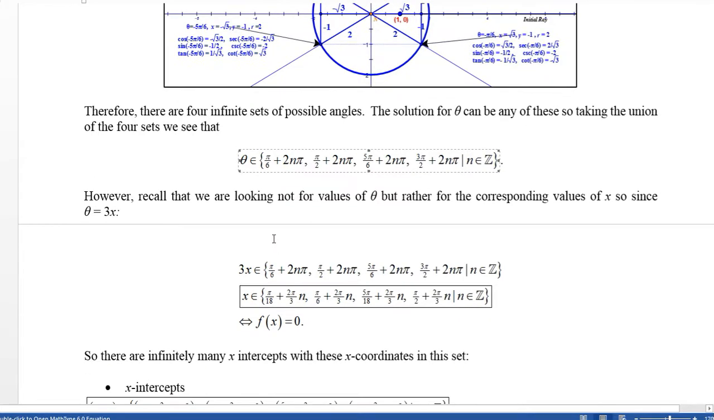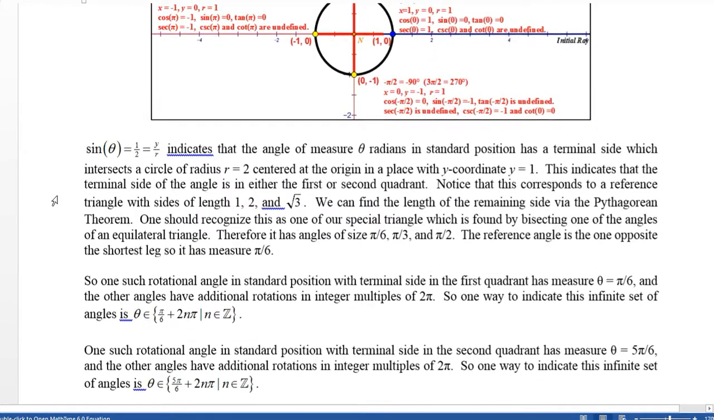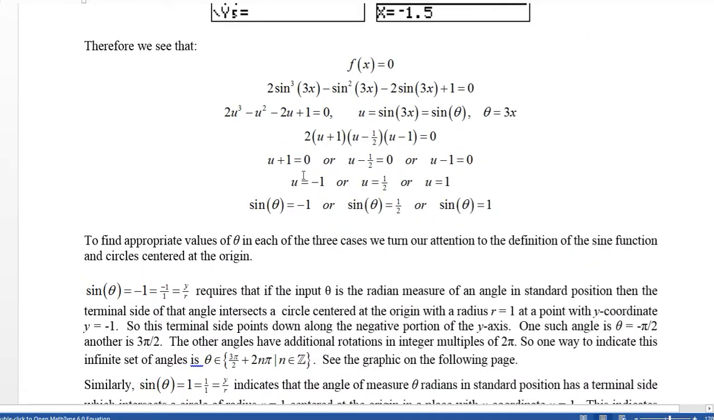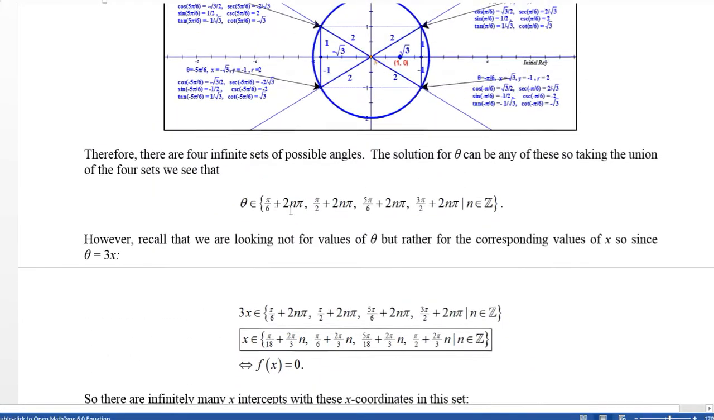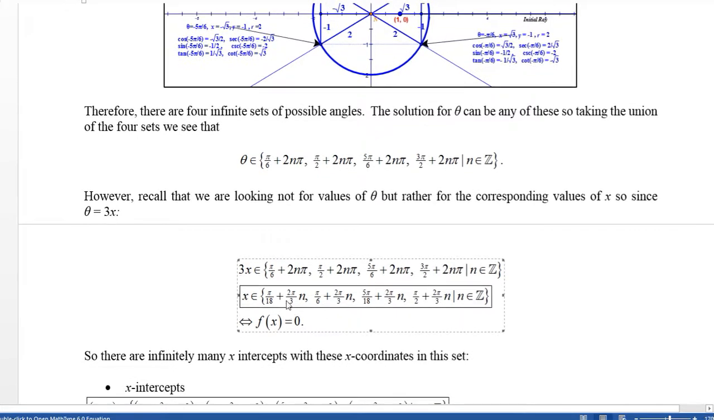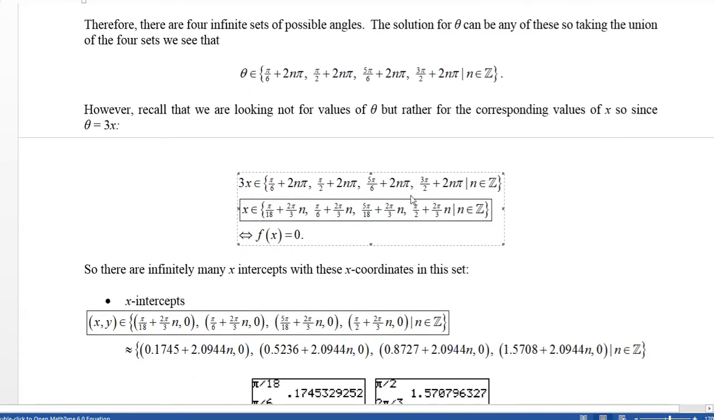Now, this is a solution to this trigonometric equation right here, but wait a minute. We didn't ask what theta is, we want to know what x is. Now remember, theta is 3x. So here we have theta as an element of this set, so it says 3x is an element of that same set. Well, if each one of these is equal to 3x, to get x, you just divide each of these by 3, and we have to distribute.